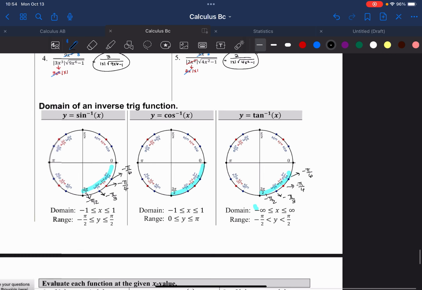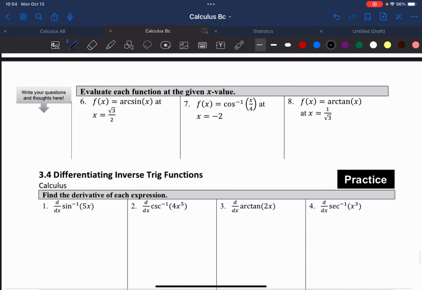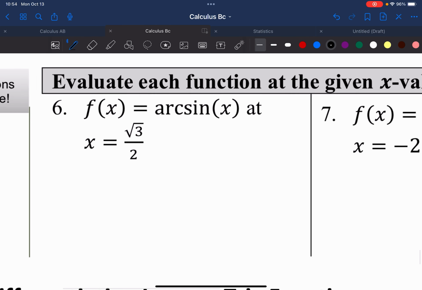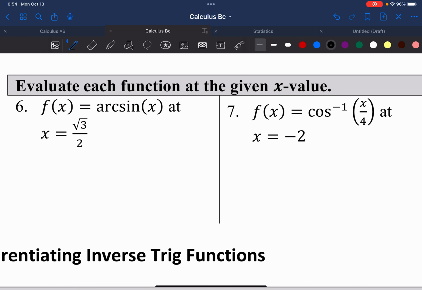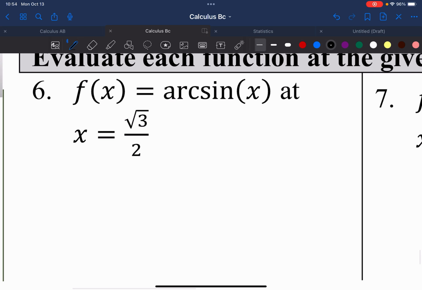Okay, so then looking at the following example, it says evaluate each function at the given x value. So it wants us to take f of x is equal to arc sine of x at x is equal to the square root of 3 over 2. So it just wants us to evaluate this function at square root of 3 over 2.